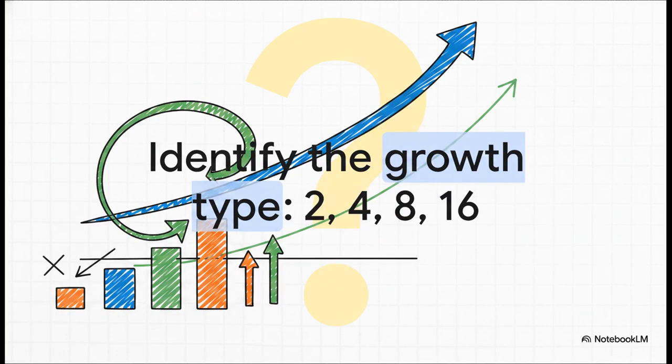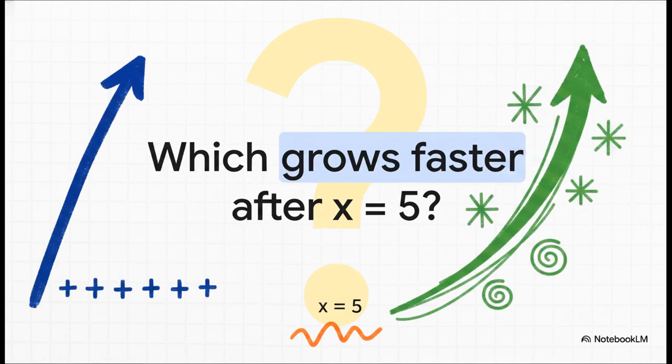Question 2. Identify the type. 2, 4, 8, 16. Look closely at how the gap between those numbers gets bigger and bigger. We are multiplying by 2, which makes this absolutely classic exponential growth. Okay, let's try a slightly harder one.